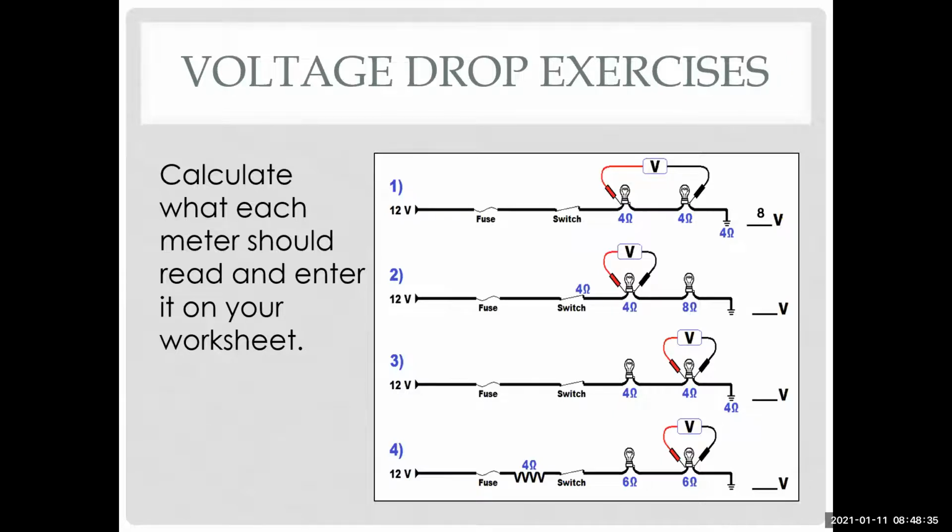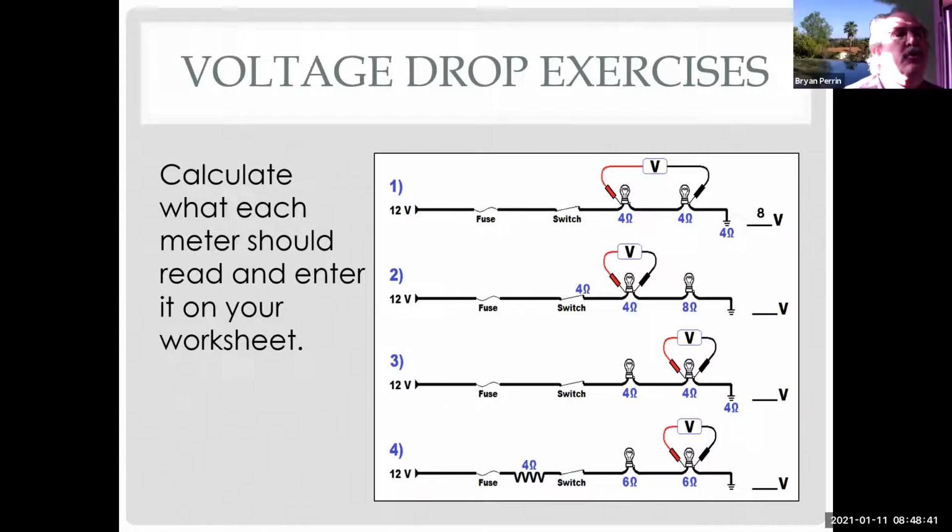You explain how he got it. Okay, so what he did is he took the total resistance, which is 12 ohms, and divided the 12 volts by it, which gives you 1 amp. The voltmeter is going across 8 ohms. So 8 ohms times 1 amp has to be 8 volts. So that's how we got number 1.